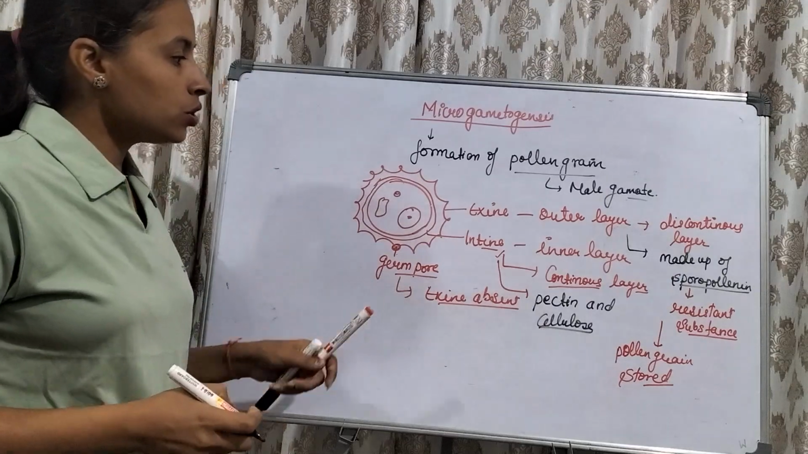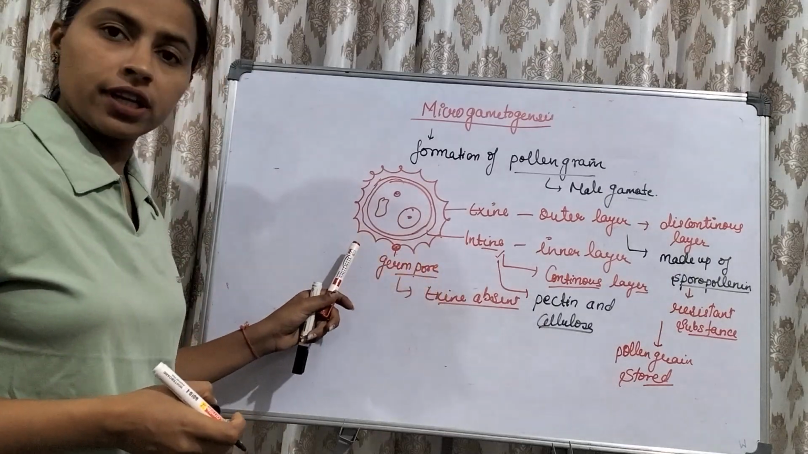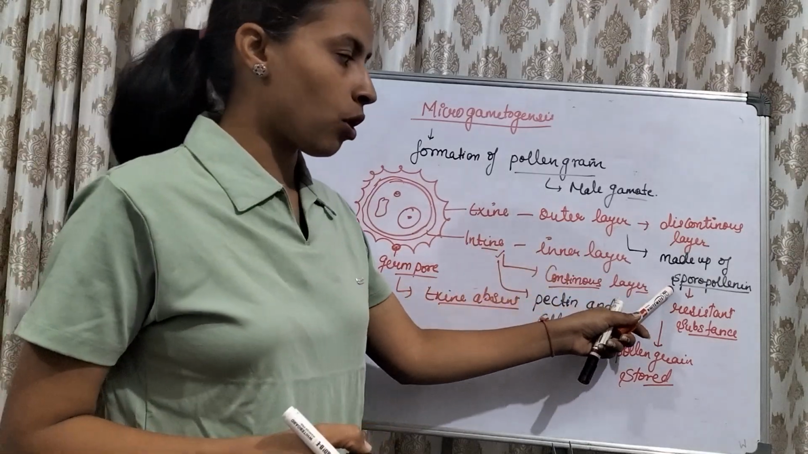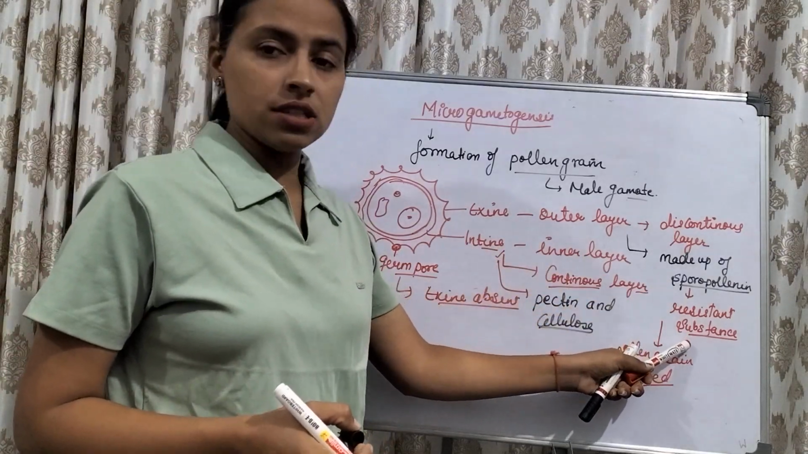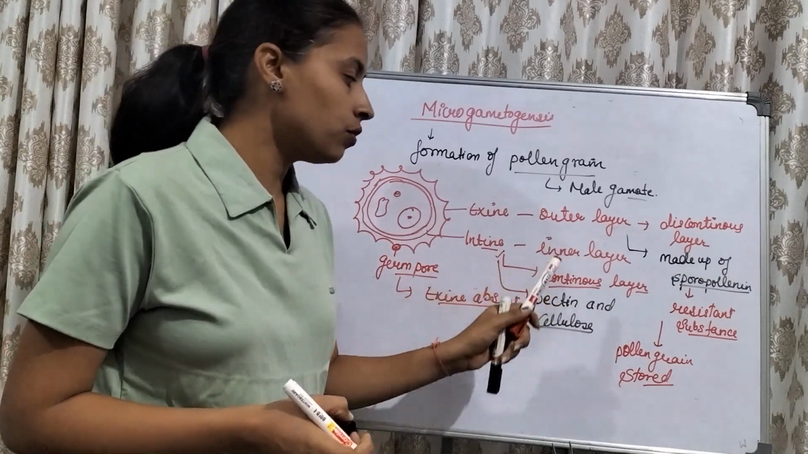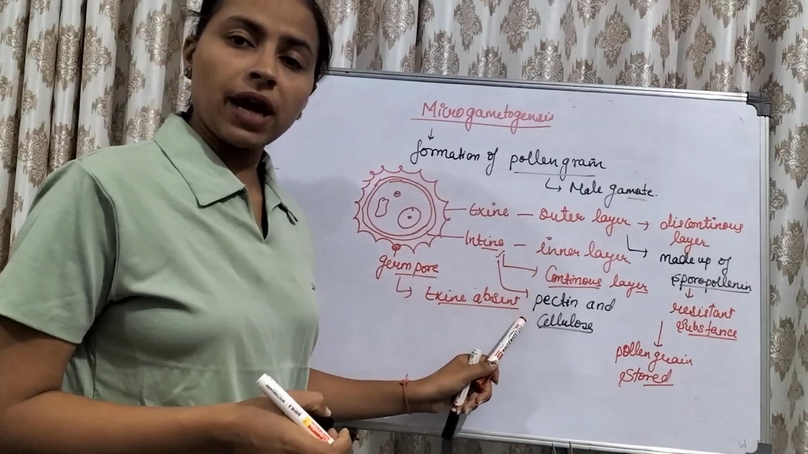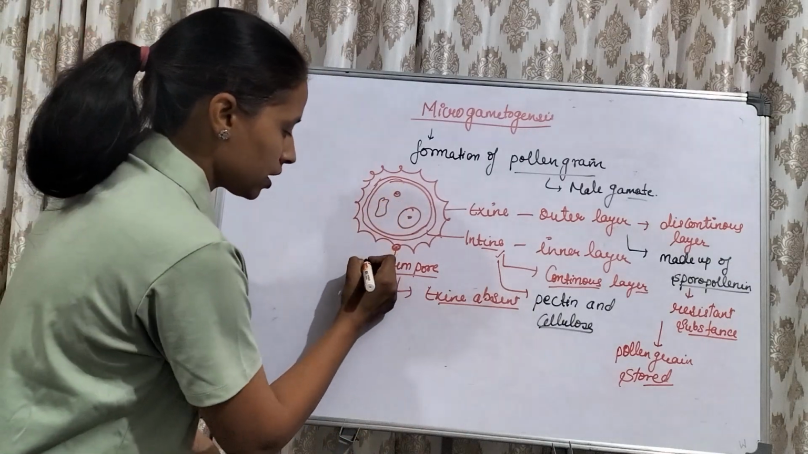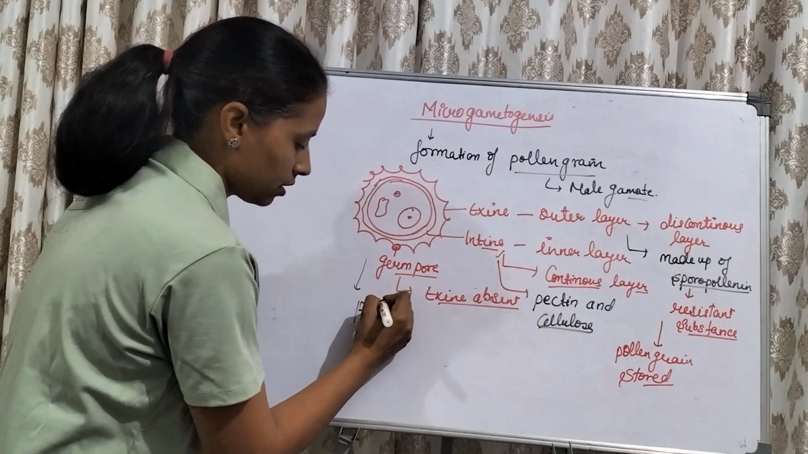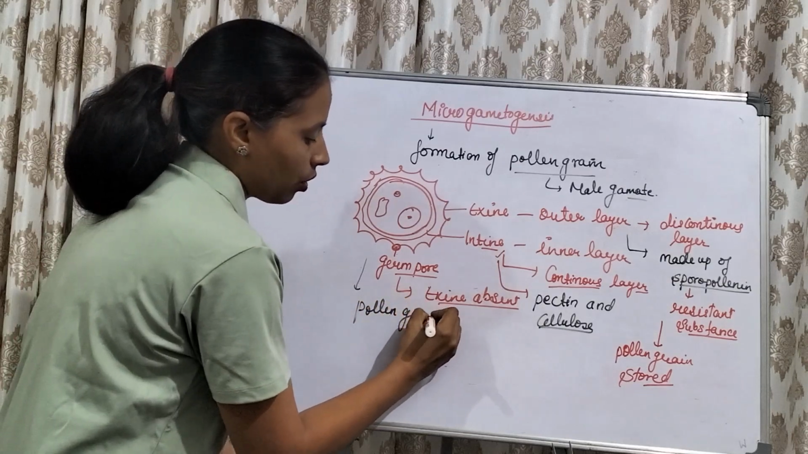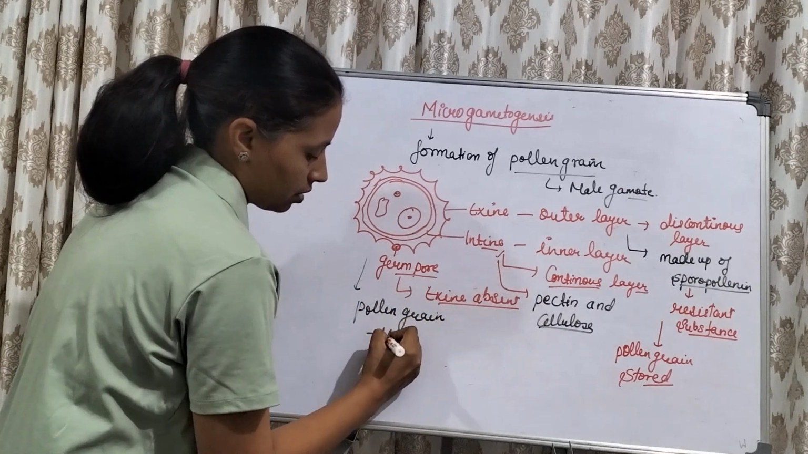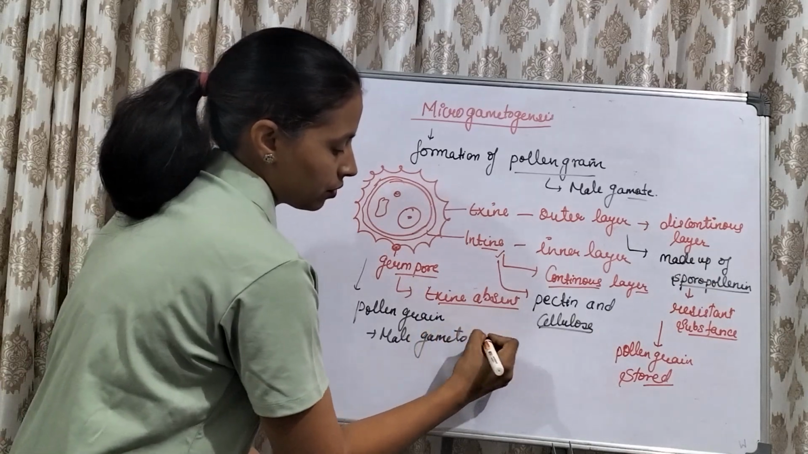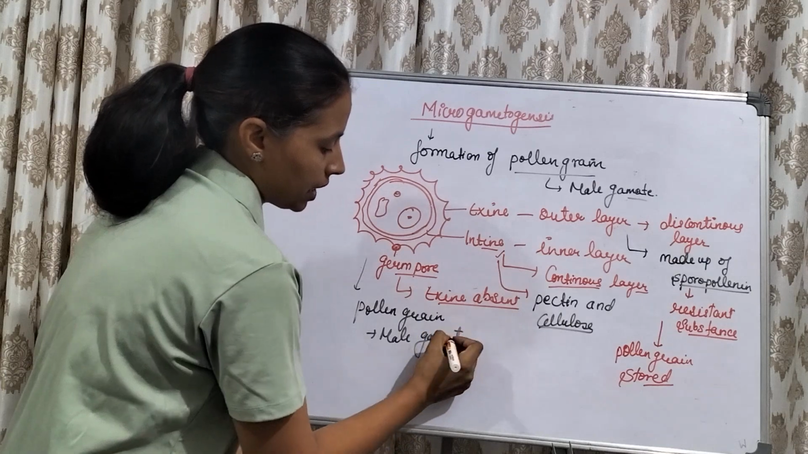So these are the two layers of the pollen grain, intine and exine. Exine is made up of sporopollenin, which is a resistant substance, and intine is the inner, continuous layer made up of pectin and cellulose. Clear? This structure we call the pollen grain or male gametophyte, the male gamete.